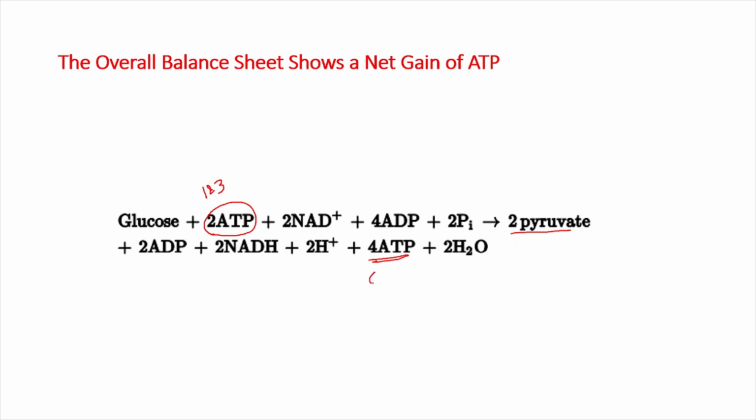And what are the steps in which we got the ATP molecules? This was step number 7, and step number 10. These two are the steps in which we got ATP molecules. Now as you can see, we had invested 2 ATP molecules and here we are getting back 4 ATP molecules. So the net gain in glycolysis is 4 minus 2, or 2 ATP molecules. So in glycolysis, the net gain of ATP is actually 2 molecules of ATP.